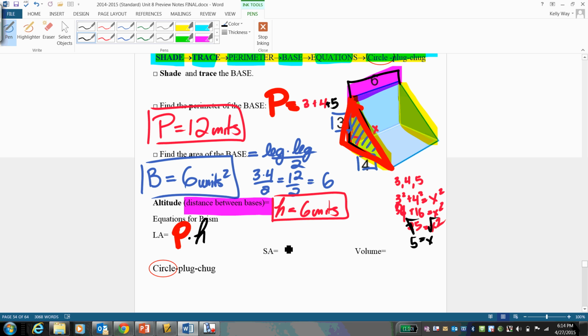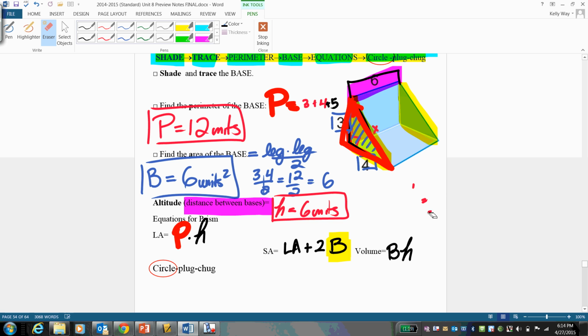To get the surface area, we take whatever the lateral area is and we simply add the area of 2 bases. Make sure you use a capital B there. That means area of the base. And volume is simply base times height. Ready? Now we always write your equation. So prism, lateral area is pH, perimeter times height. Surface area is lateral area plus 2 bases. Volume is base times height.